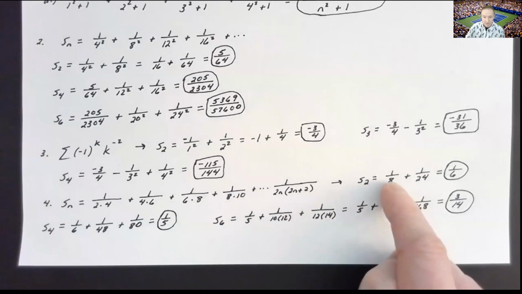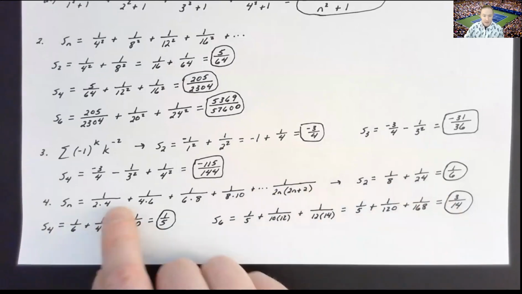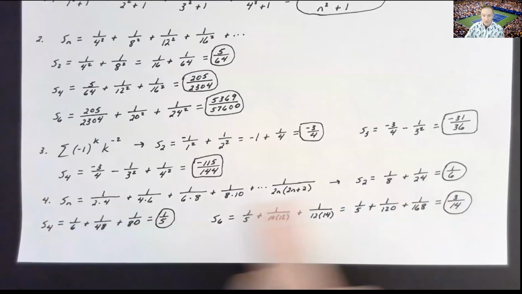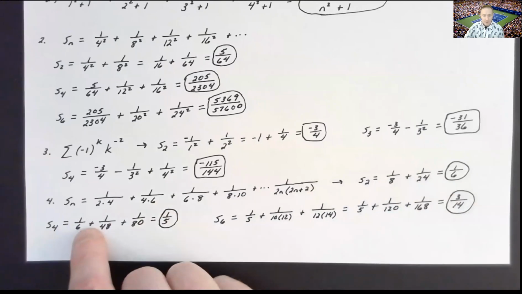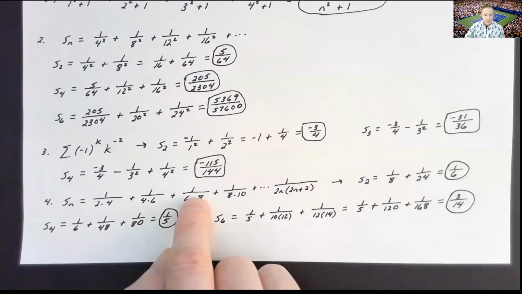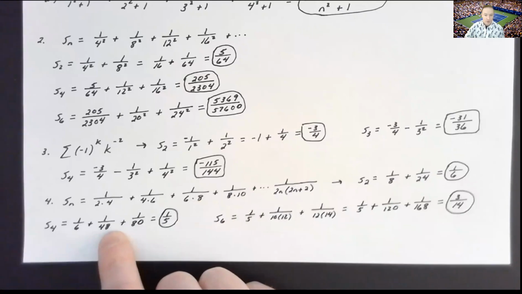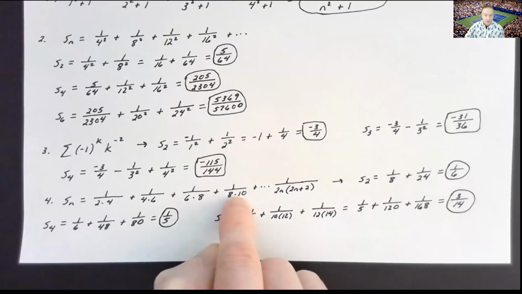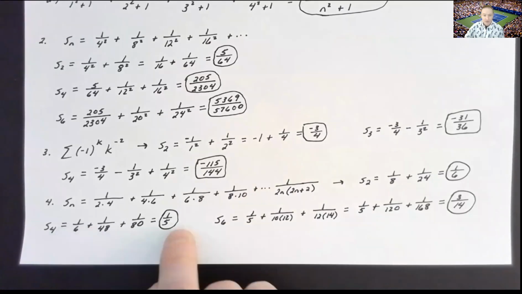Well, that's the sum of the first two terms in the series. You got your 1 over 8 plus 1 over 24. I got 1/6 when I did that. Your fourth partial sum, well, it's your second partial sum plus the third and fourth term. Well, the third term here, I had 1 over 48 plus the fourth term, that's the 1 over 80. When I added those, I got to a fraction of 1/5.